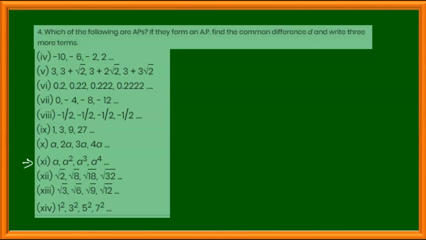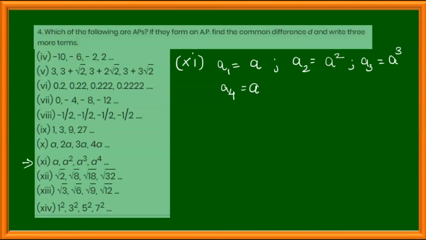Yeah, the 11th one it's given here. First term is A1, which is A here. And the second term A2, it is A square, correct. And then A3, A cube, is it? And A4 it is given. A4 is A power 4, is it?